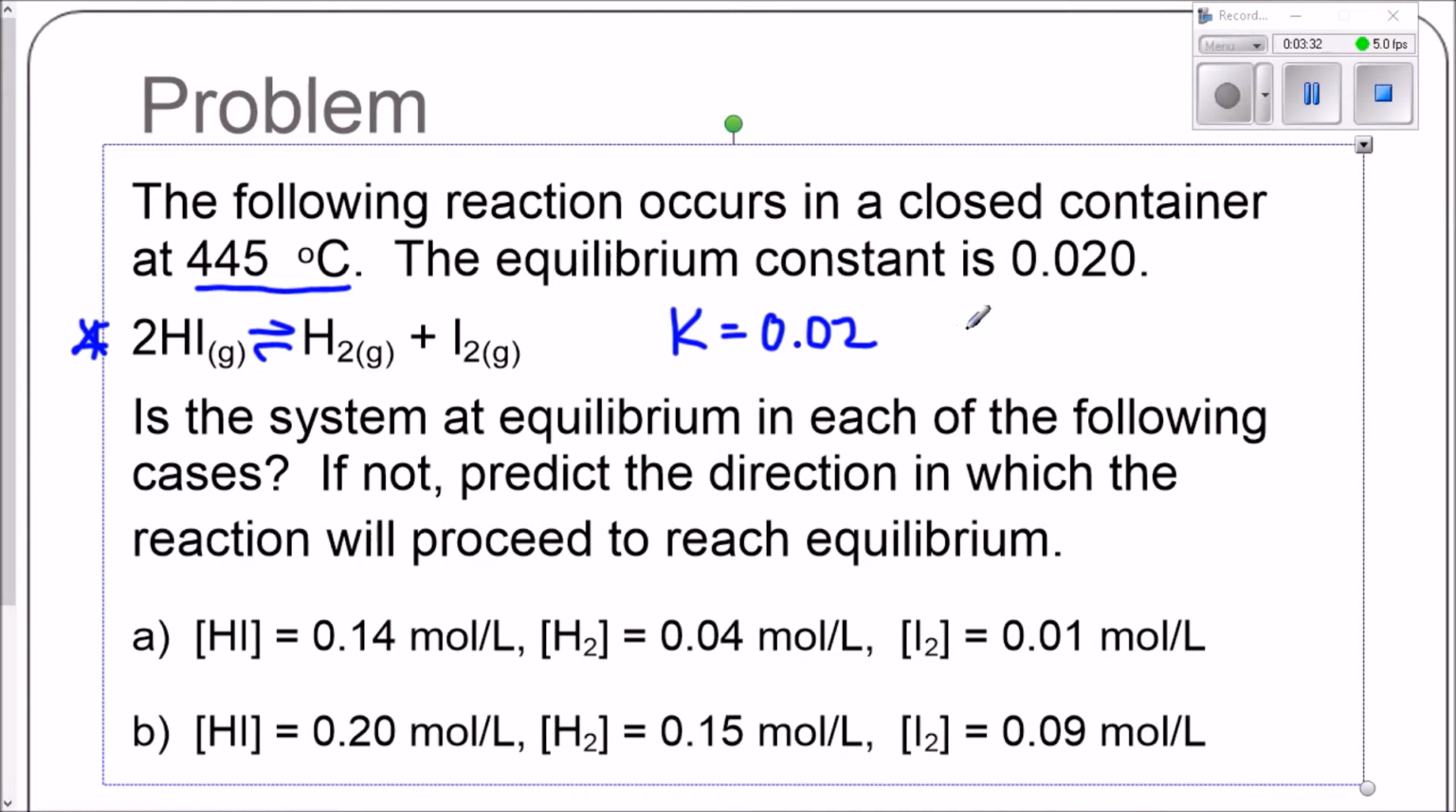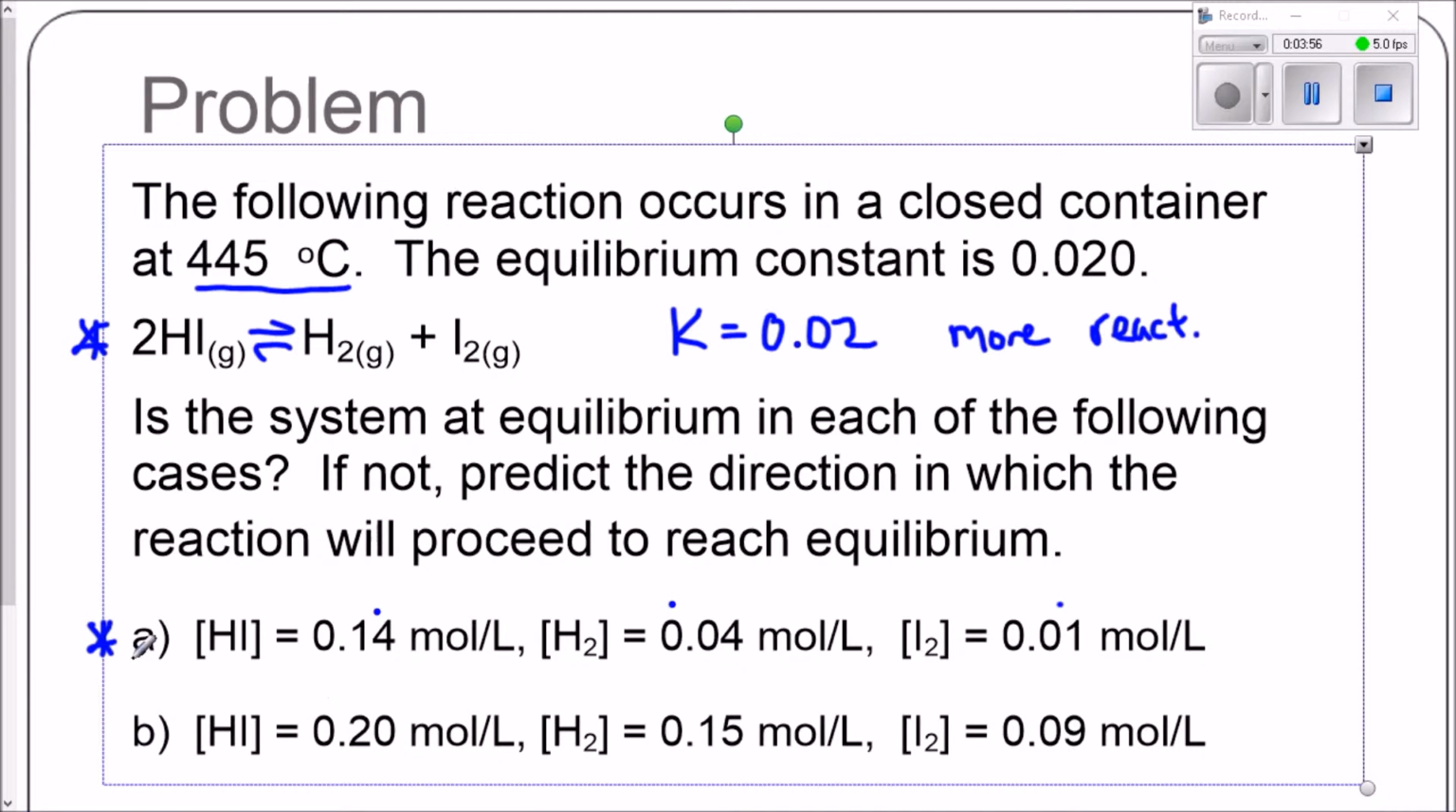Because K is less than 1, I know that there are more reactant concentrations at equilibrium. If K was larger than 1, I would know it's more products at equilibrium. So here we have some equilibrium values for H2 and I2, and we want to know if they're at equilibrium.